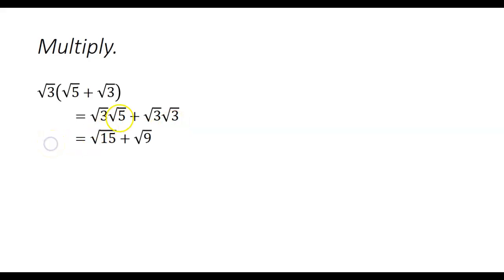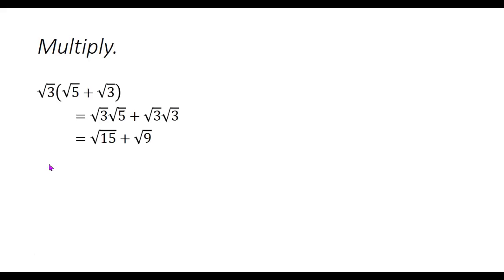So with that in mind, let's do some multiplication examples. The square root of 3 times the quantity square root of 5 plus square root of 3. So remember, the distributive property says that the square root of 3 on the outside of the parentheses is going to get multiplied by both of the terms inside the parentheses. We get root 3 times root 5 plus root 3 times root 3. Now, what does that give us? Root 3 times root 5 would be root 15. Plus root 3 times root 3 would be root 9.